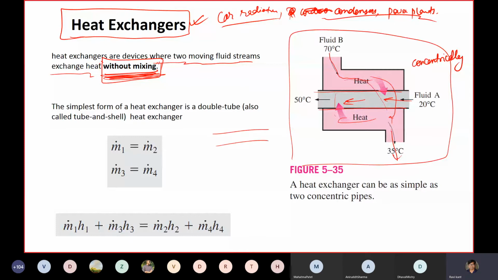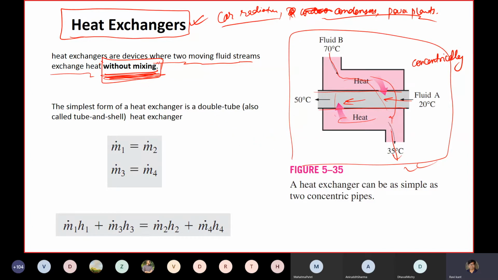So let's suppose you have a pipe and one fluid is flowing, and you have a concentric pipe, or maybe things are wrapped around in this manner, and another fluid is moving on top of it, or by wrapping on it, or concentrically, which is shown here.